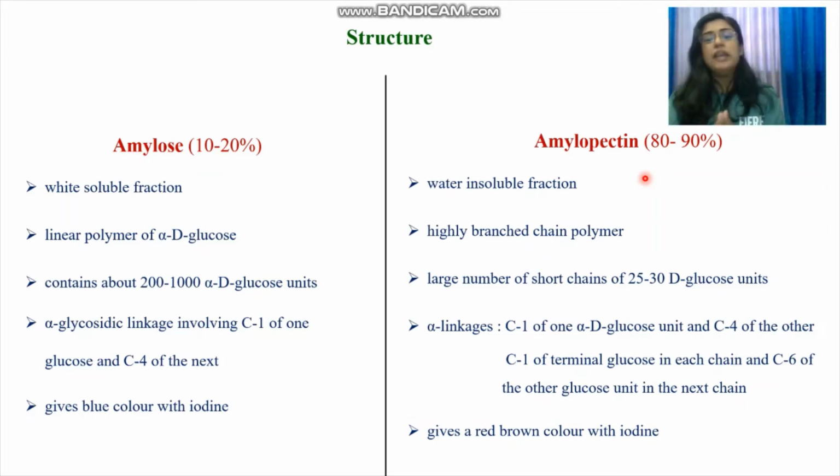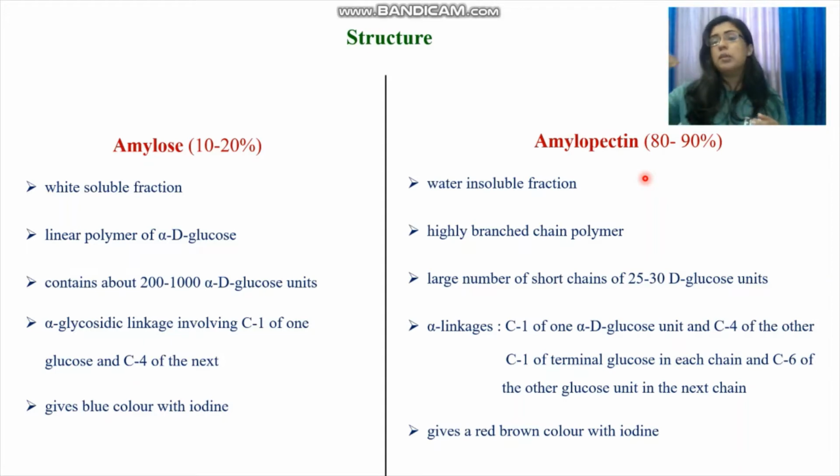It's a branched polymer, and this has a large number of short chains of 25 to 30 D-glucose units. Then, like that, so many chains of such 25 to 30 alpha D-glucose units are together. They link together and form branches, leading to the whole amylopectin. And here also we have alpha linkages, and two types of alpha linkages are there in amylopectin. The first one is the same as the amylose part, that is, between the first carbon and the fourth carbon there is an alpha 1,4 linkage.